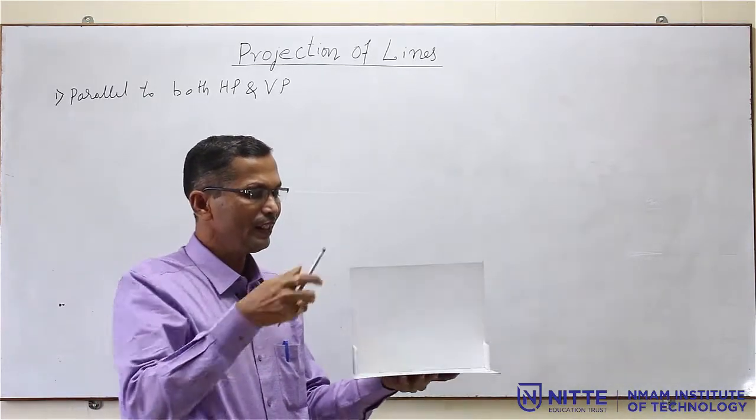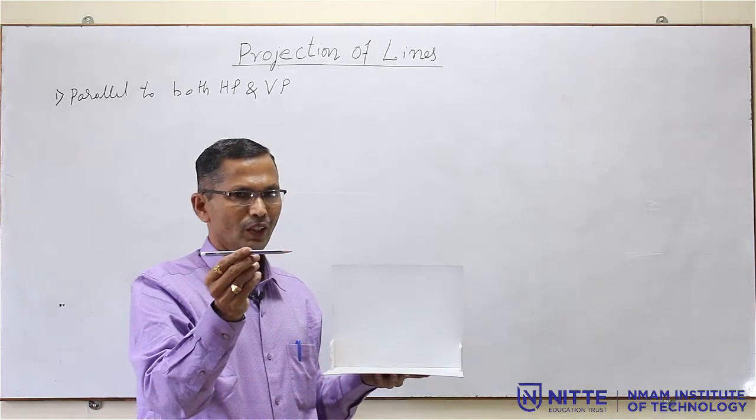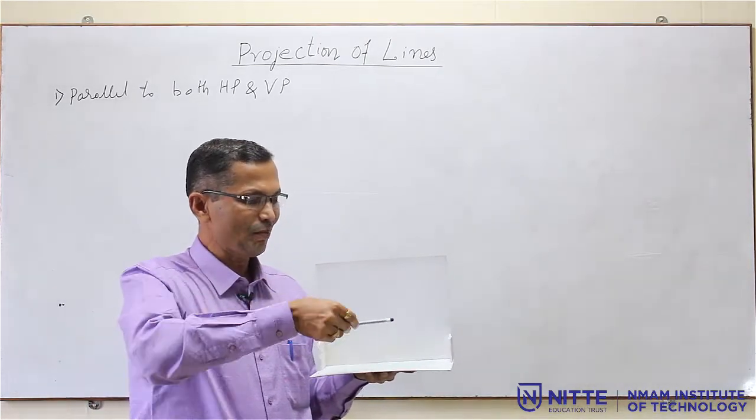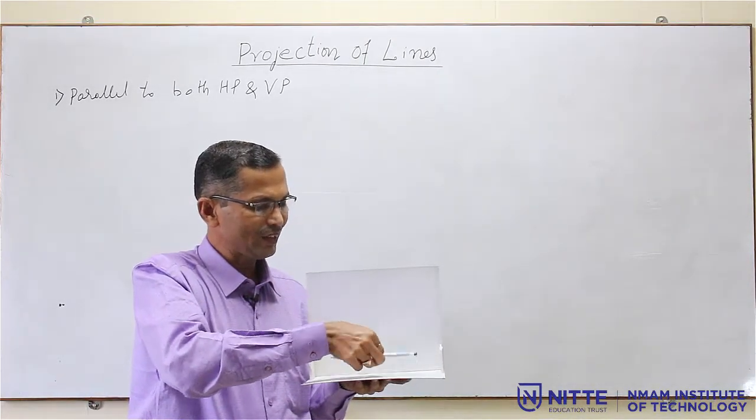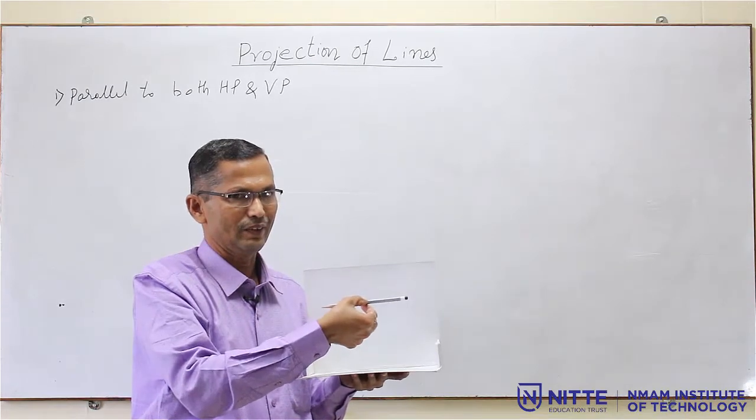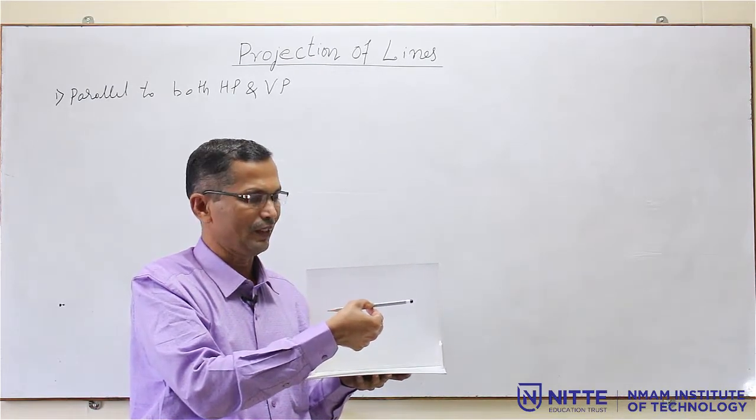Now, this is the quadrant. So, this is the straight line. So, we have to hold it in a position that it is parallel to both HP as well as VP, like this. So, this is the first position.